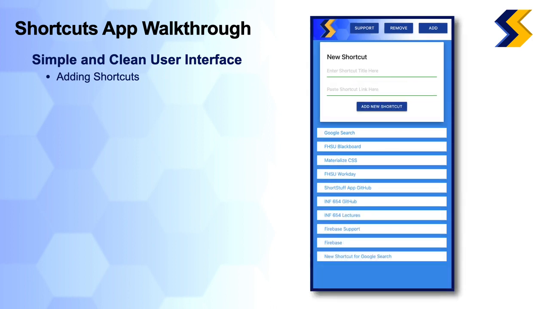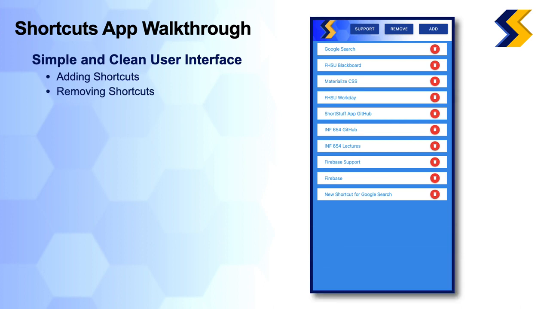After adding our new link, we notice a shortcut for Google searches already exists in the first list item. Clicking the blue Remove button at the top of the screen reveals the trash can icon next to each shortcut, so we can delete the extra one we just created. Clicking on any of the red trash can icons will delete the corresponding shortcut in the app and the Firebase database and update on the app screen immediately.